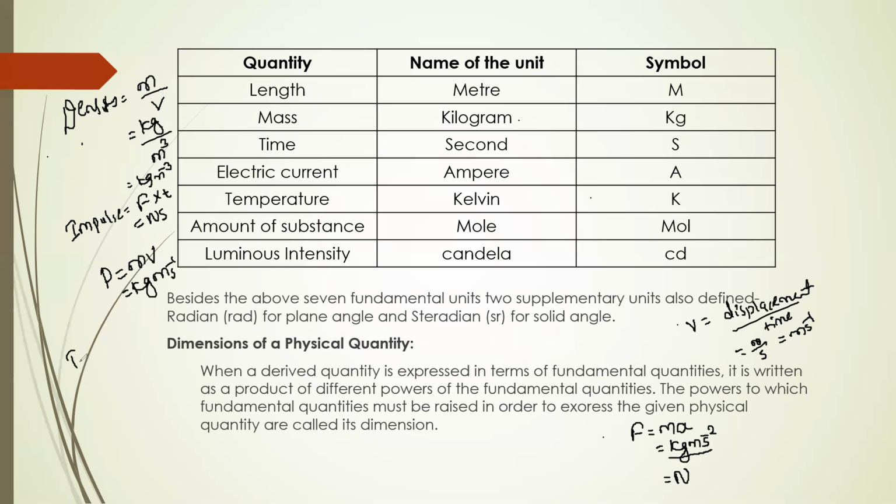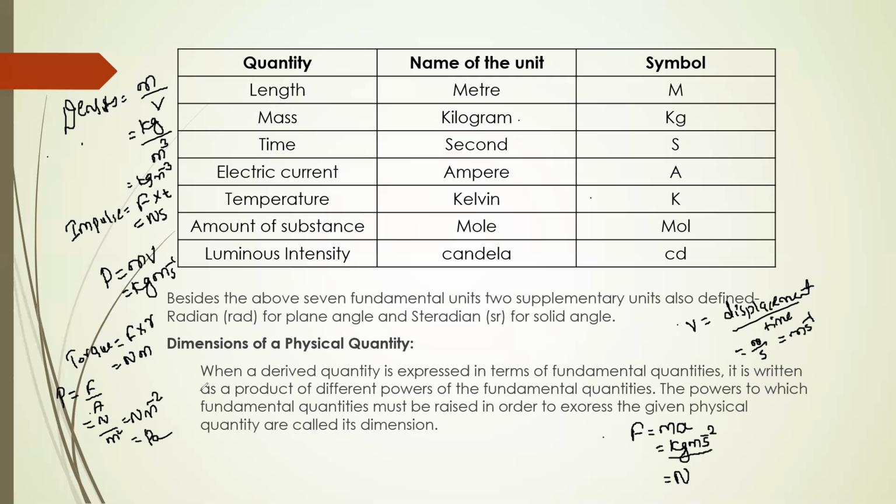Then next, I'll take torque, T-O-R-Q-U-E. Torque is force into perpendicular distance. Force is again Newton and perpendicular distance is meter. So Newton meter is the unit of torque here. Similarly, I can take pressure also. Pressure is equal to force per unit area. Force is taken as Newton and area is taken as meter square. That is nothing but Newton per meter square. This Newton per meter square, we take it as Pascal. This is the unit of pressure.